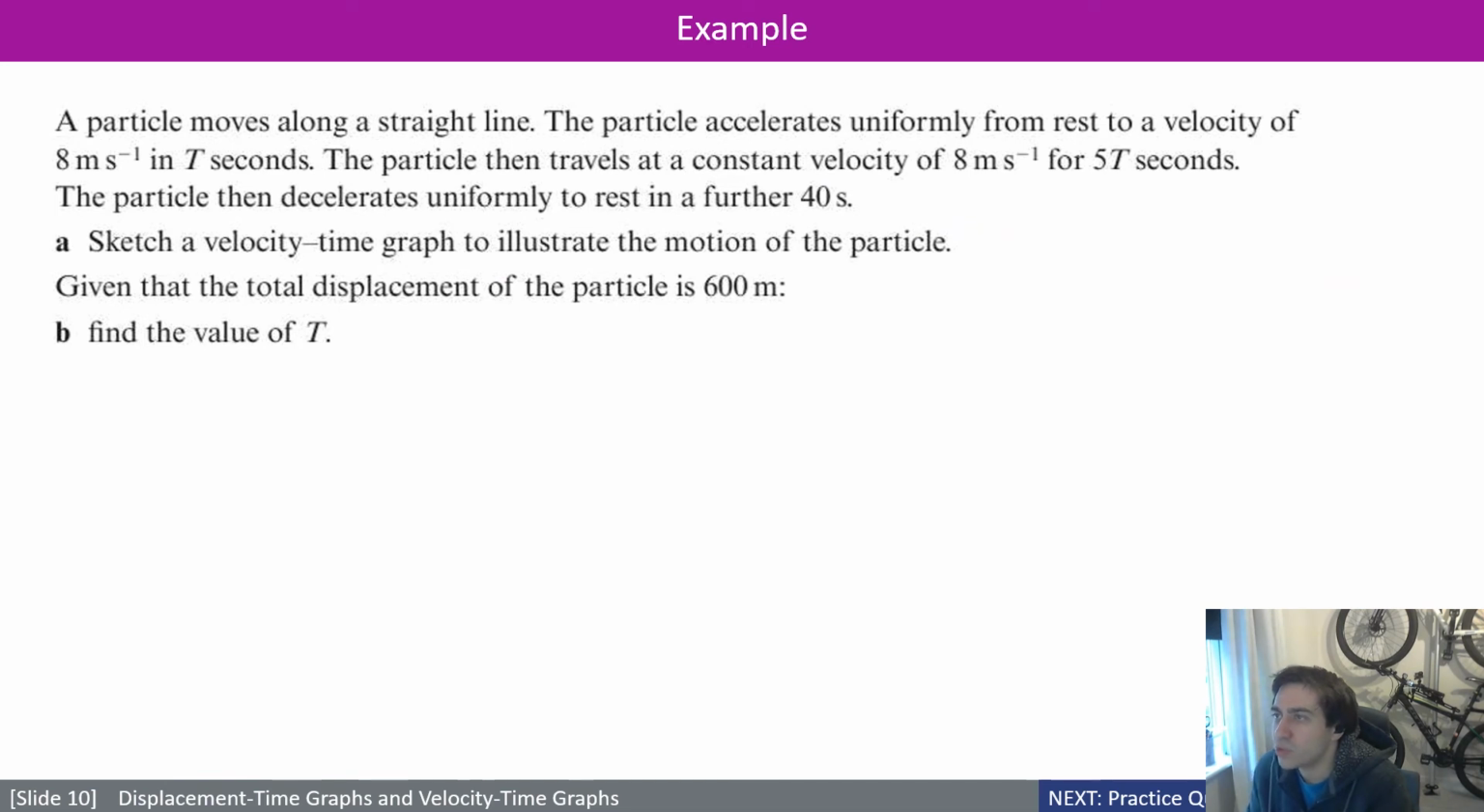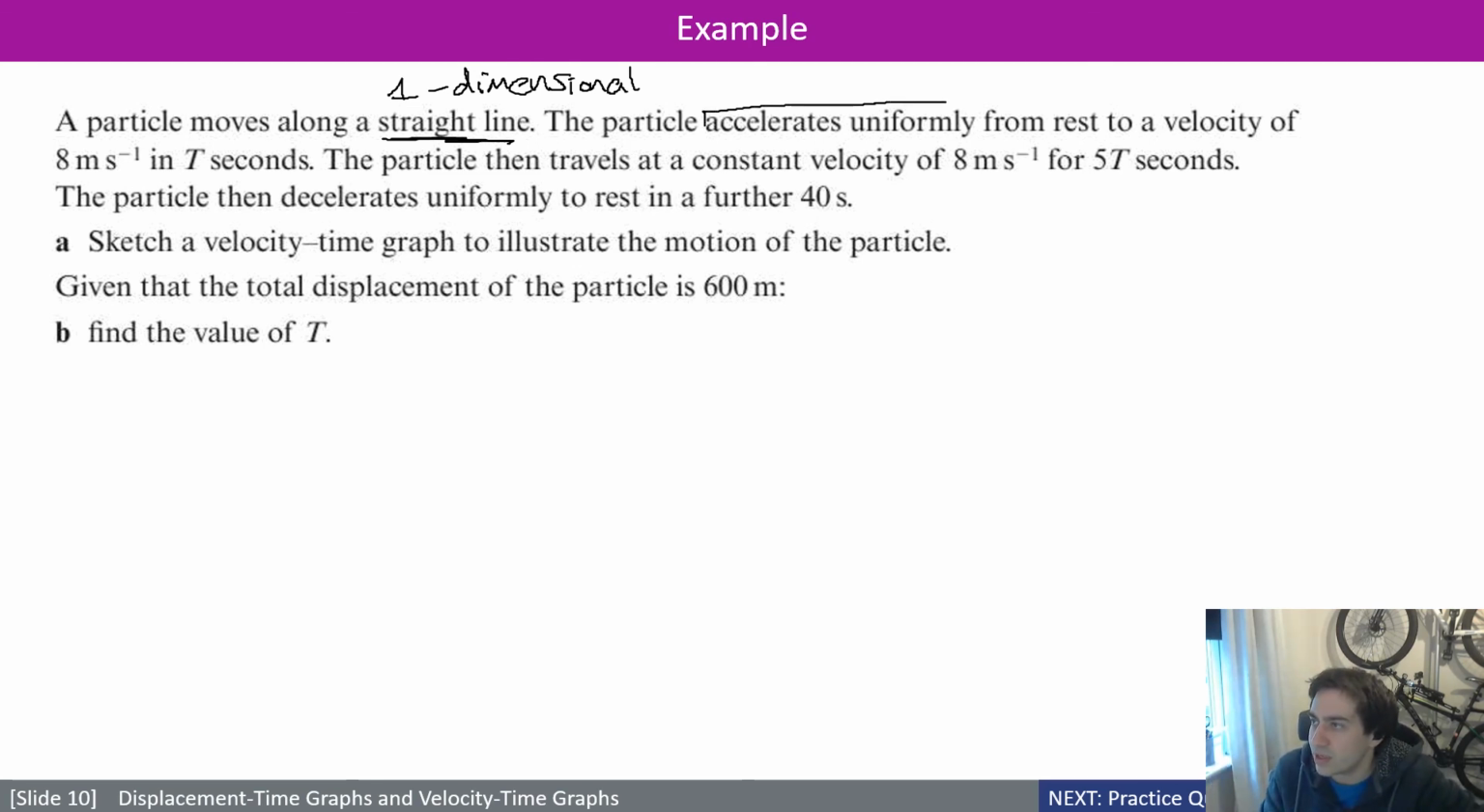Okay, a particle moves along a straight line. Again, the reason they tell you this is just so that you know we're talking about a one-dimensional problem. So it's not happening in 2D. That'll be for later. So a particle moves in one dimension. It accelerates uniformly from rest. Accelerates uniformly is just another way of saying constant acceleration.